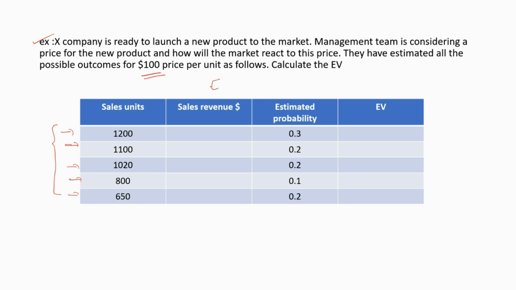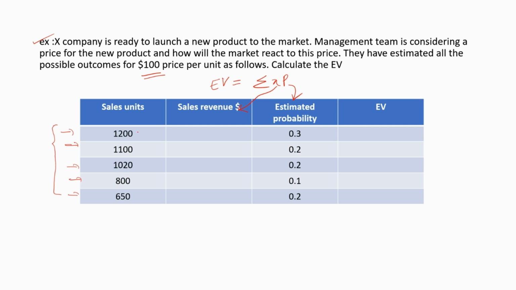So this is the expected value formula, sigma x p. Here the x will be the sales revenue. P is the estimated probability. So now let's calculate the x value. Remember that x can be any value. It can be units or it can be currencies. In this example, it is the currency value because we are considering the revenue of this product.